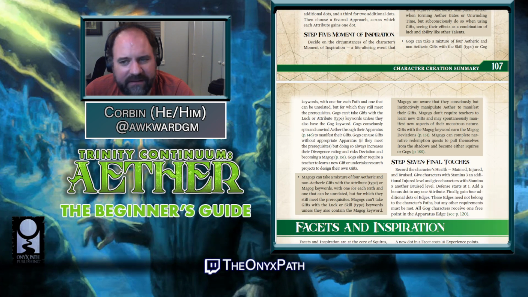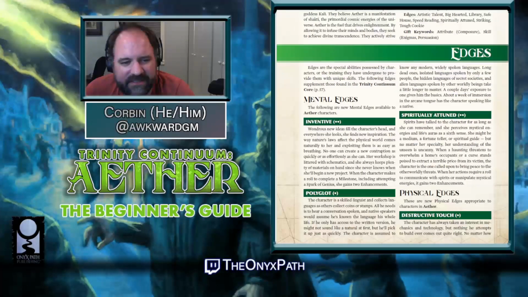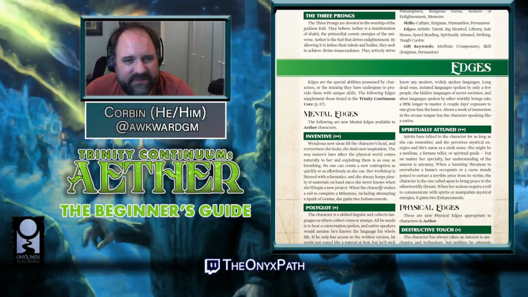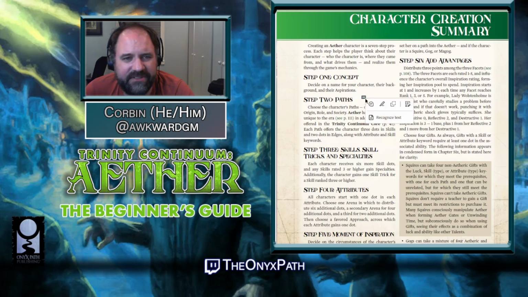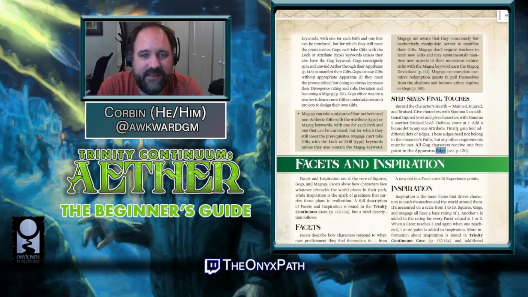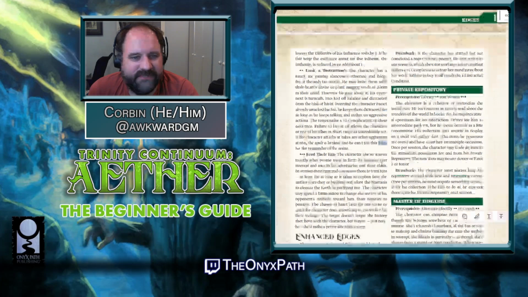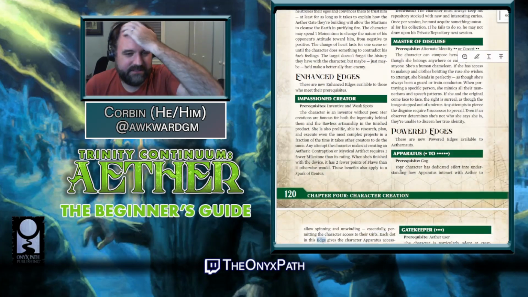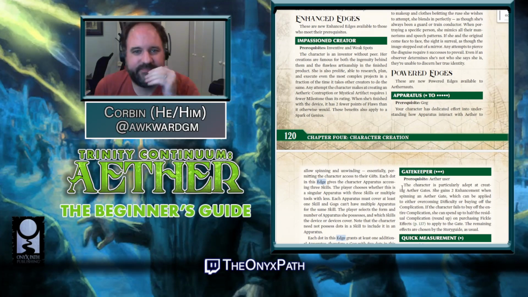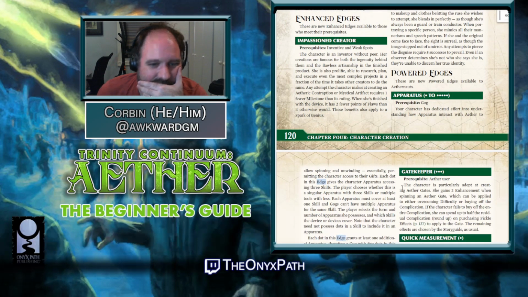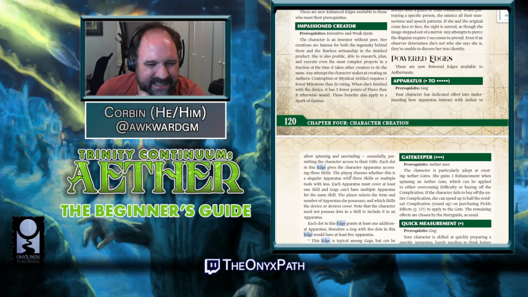And so if I go down here and I grab some edges, I get 4 dots of edges. Actually, if I go back to character creation and search the word edge, all GOGs receive 1 dot of apparatus edge for free, page 120. So I'm going to take 2 dots of apparatus.